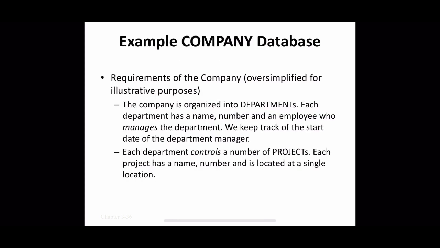Now coming to the description of this company database, these are the requirements of the company in a simplified view. The company is organized into a set of departments. Each department has a name, a unique number and an employee who manages the department. We keep track of the start date of the department manager. And each department controls a number of projects.